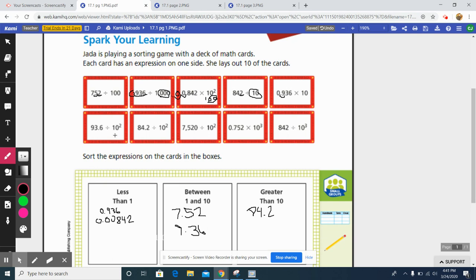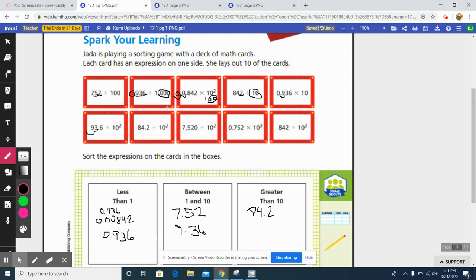Okay, divide by 10 squared. Well, what is 10 squared? We know that's 100. So how many times are we going to move our decimal to the left? Twice. So 936,000.